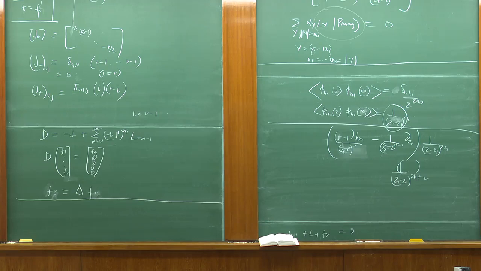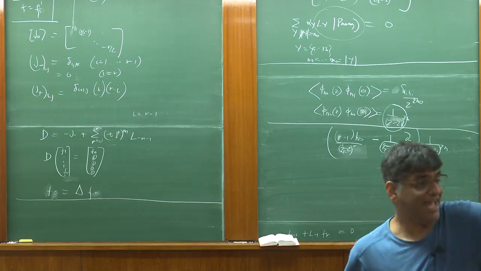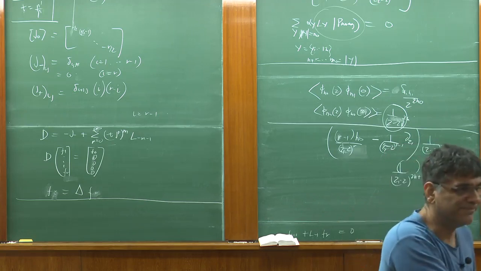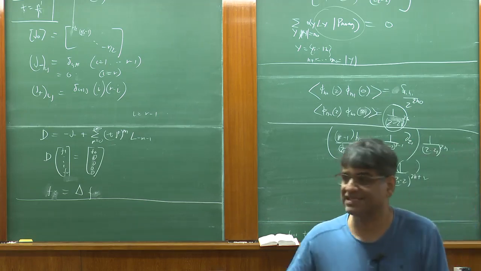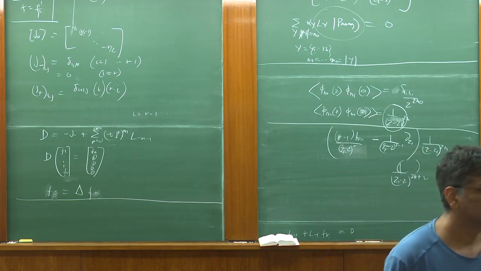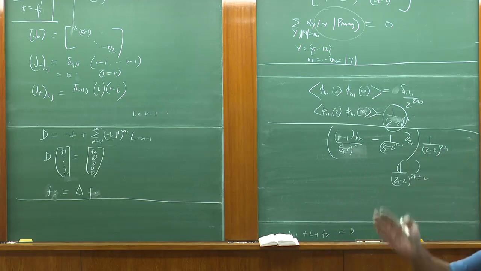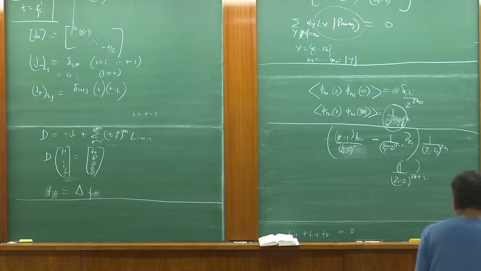And in the end we work out this number. That number has to be 0. So this is the constraint we get from this point of view. We work this out and we get some number equal to 0.